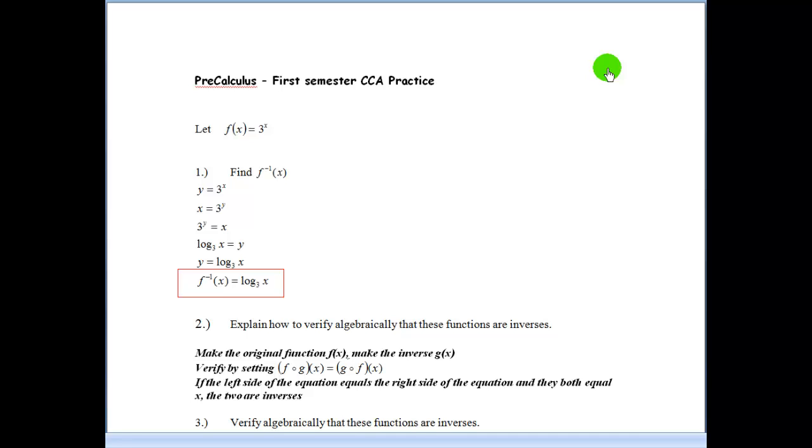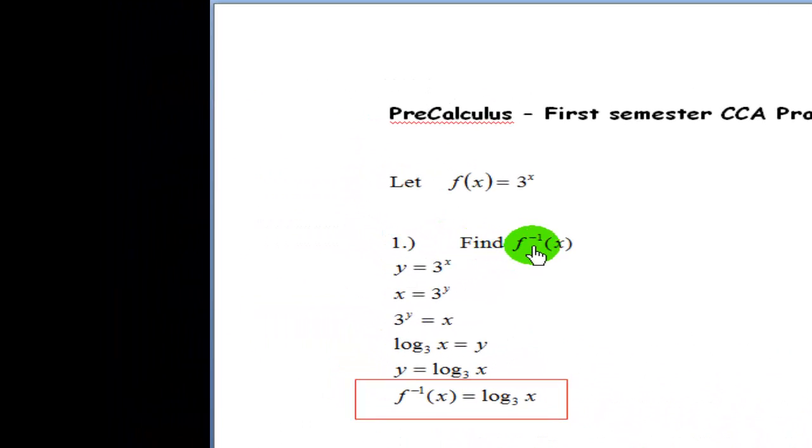During your next pre-calculus class, you're going to have your first semester CCA. And I've made a practice that's really similar to the CCA that you're going to take in class. So I suggest you pay attention. Now let's say you're given f of x equals 3 to the x, and your first task is to find the inverse of f of x.